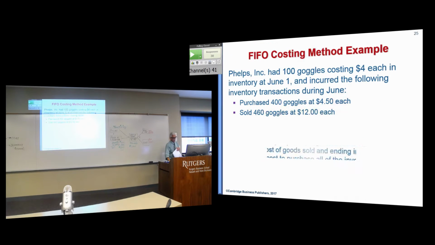Okay, so let's go through some examples. Now we're back to our friend Phillips, who had 100 goggles in inventory costing $4 each, and we're going to use FIFO. Now I'm going to give you an example that's not very difficult, but more complicated than this.